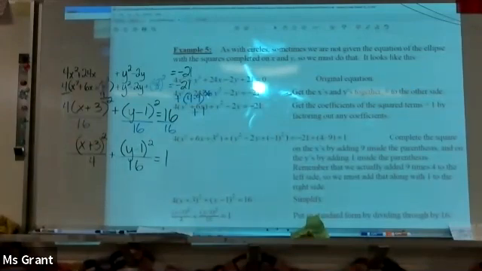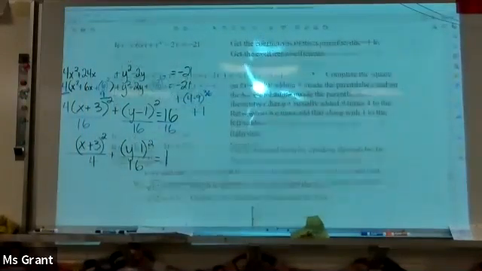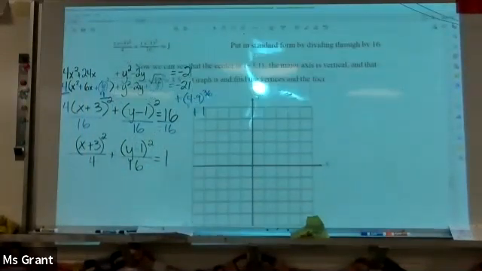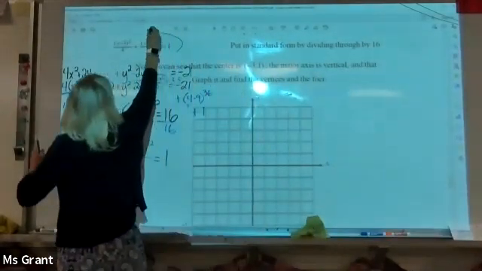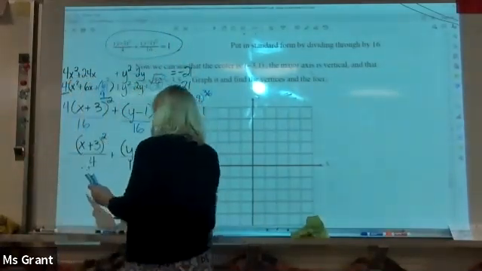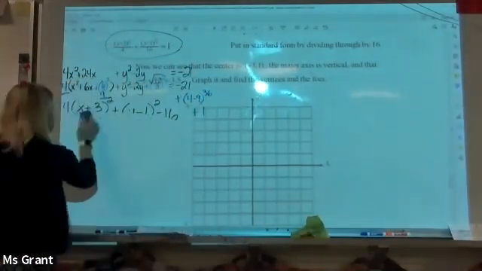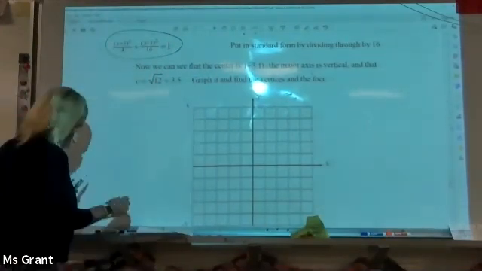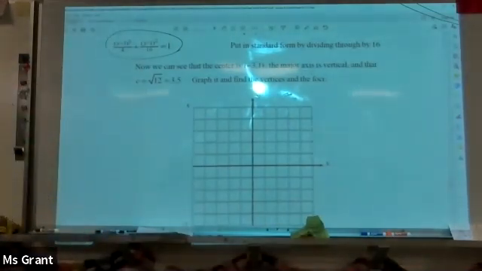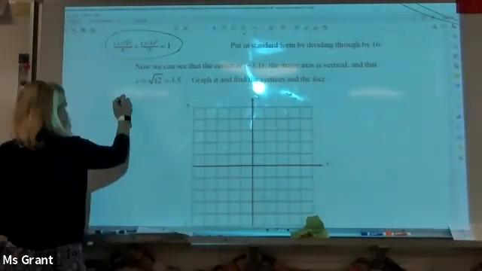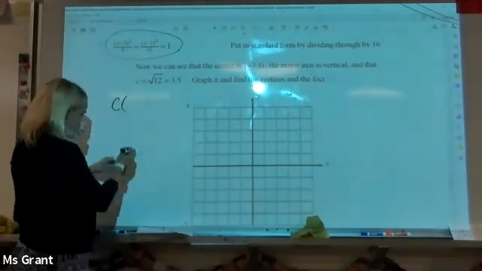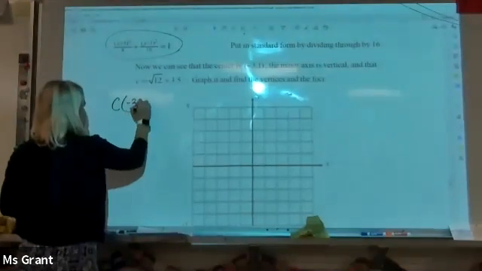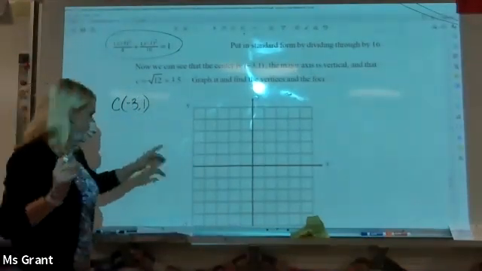So I'm going to go back to, there it is. Here's the formula. Okay, so here we go. The center. -3, +1. Okay, graph it.